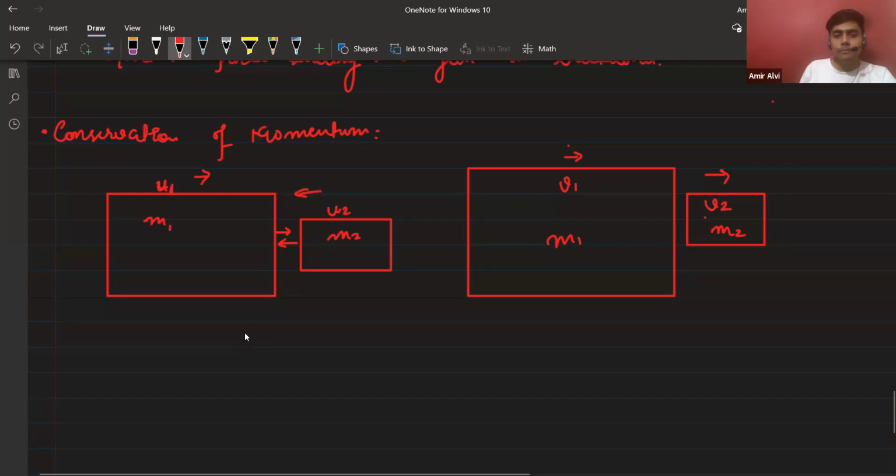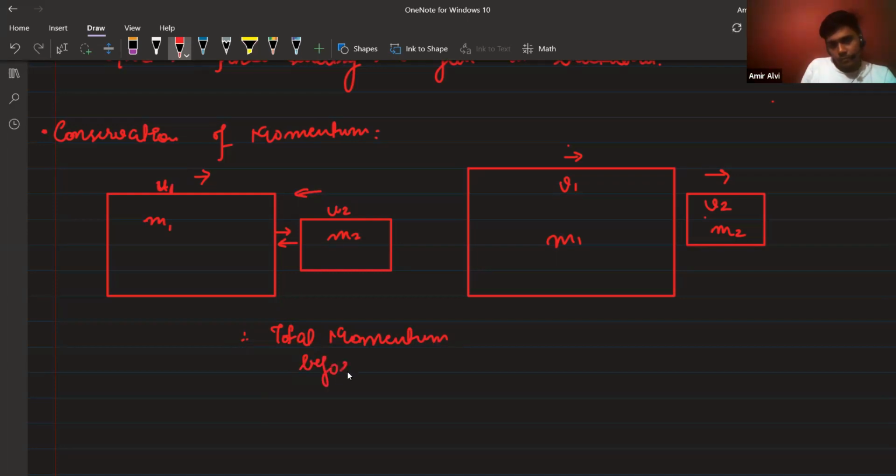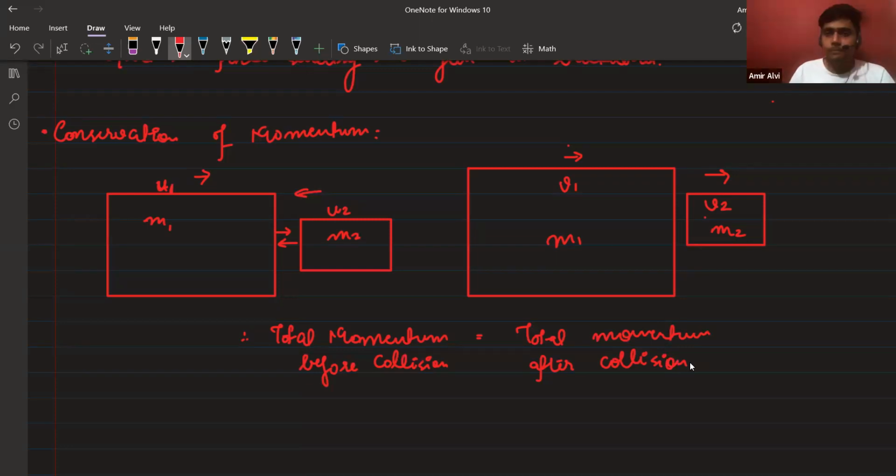Right here, is that clear to everybody? Yes, sir. So basically, this conservation of momentum says that total momentum before collision is equal to total momentum after collision. Clear, everybody?